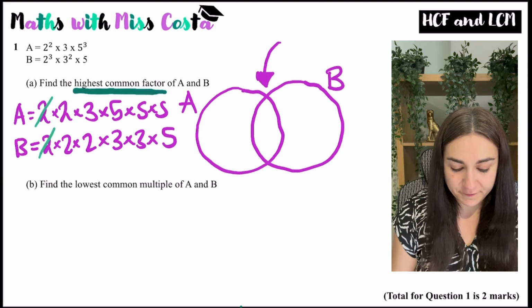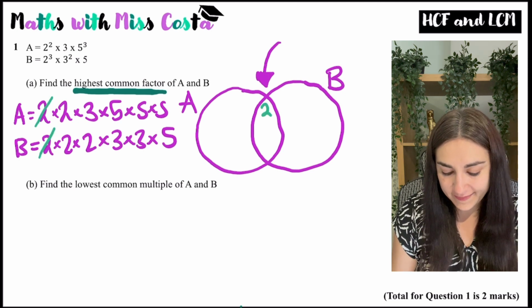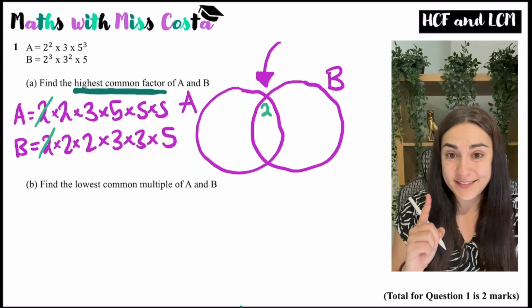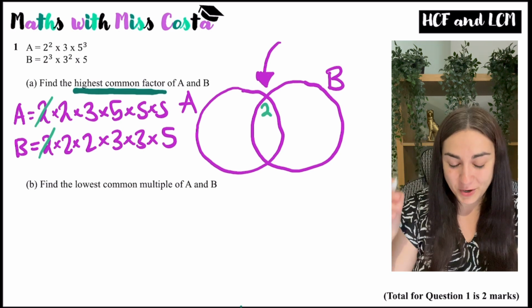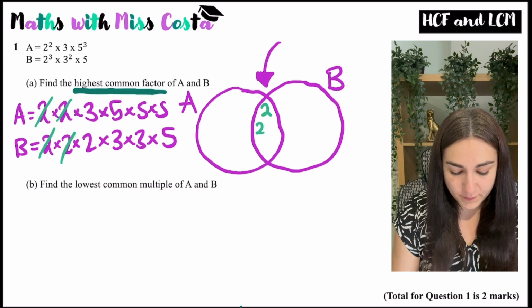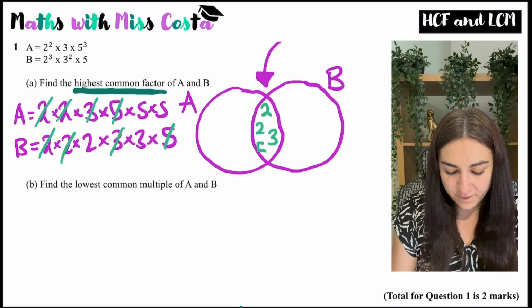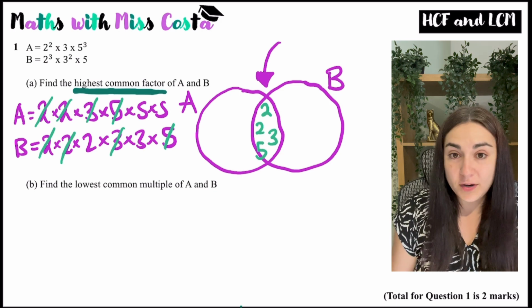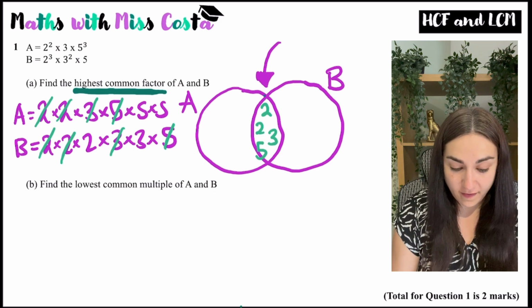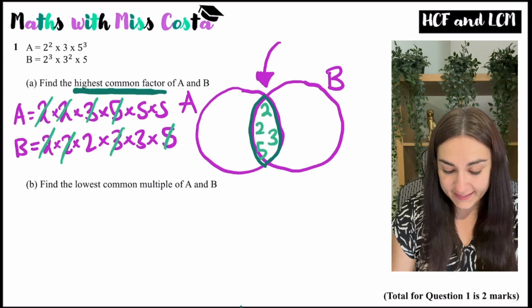So I'm looking for any factors they have in common. So 2 is the first thing they have in common. I write that in the intersection. I only write it once because it's the number they both have in common. They have another 2 in common, so I'm going to write another 2 here. Then they've got a 3 in common, so I'm going to write that here. And then they have a 5 in common as well.